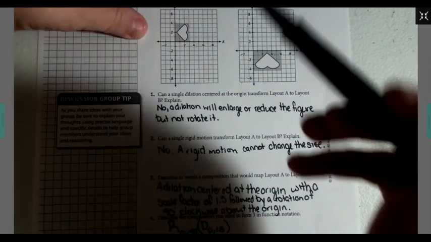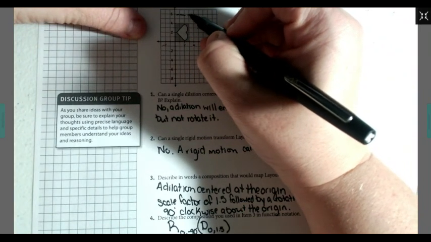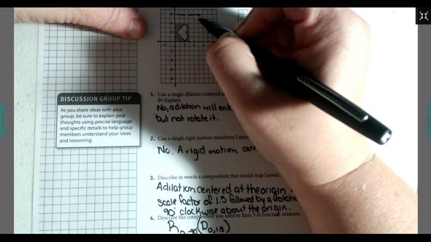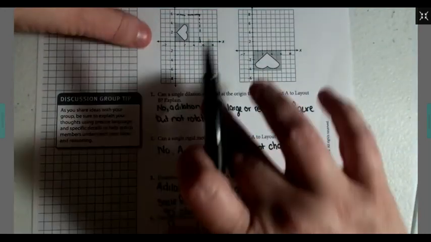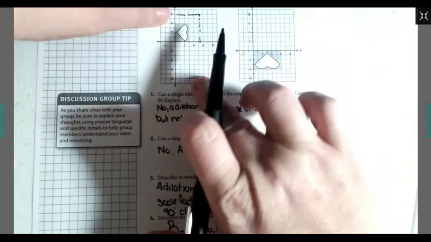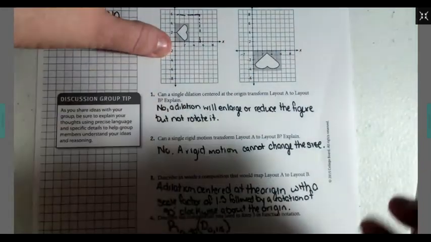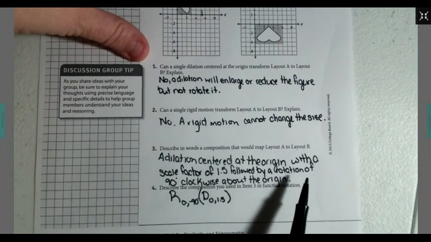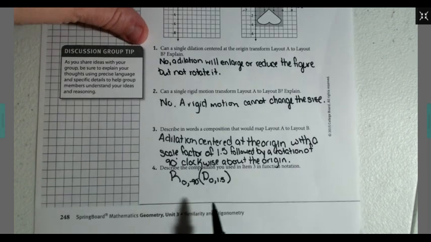After I enlarged the figure, which would kind of take on a shape of this size, then we want to rotate this about the origin clockwise 90 degrees. So I said we follow this up by a rotation of 90 degrees clockwise about the origin.